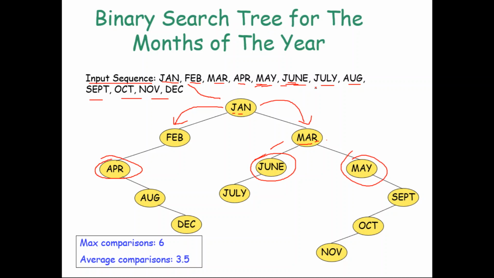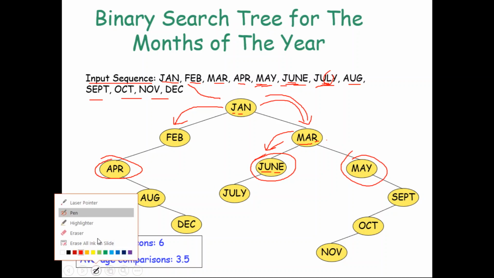Next, July. J is matching, but the next characters are A and U, so July is greater than Jan; come here. Again July is less than March because J is less than M, so go to the left. There is already June. If you compare June and July, the first two characters are matching. After that, here there is N and here is L. L is less than N, so July is added as the left child of June, right? Then August, and so on and so forth. This tree got created.